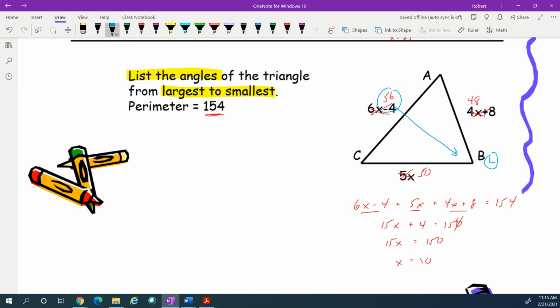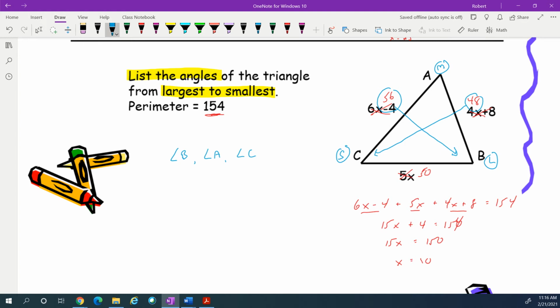Large, medium, small. Again, my approach for consistency is the biggest angle is opposite the biggest side. The smallest angle is opposite the smallest side. And the last one has to be my medium. You can do them in order, large, medium, small, or small, medium, large. You can do it whatever order works for you. You just need a consistent, successful approach. We're listing the angles from largest to smallest. So in this case, it looks like angle B is the largest, angle A is the medium, and angle C is the smallest.